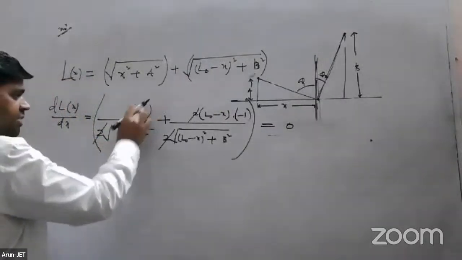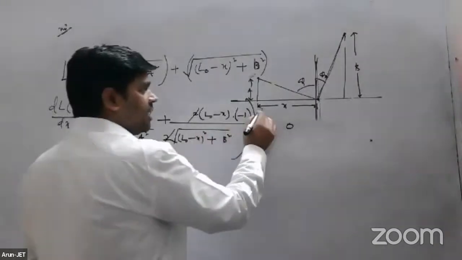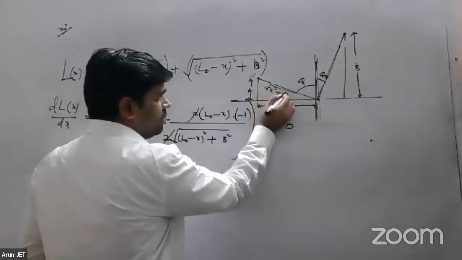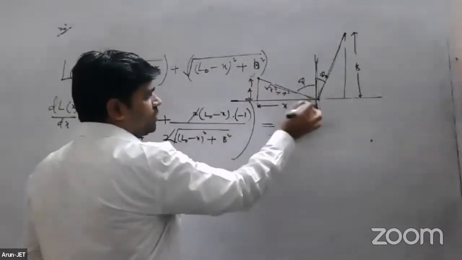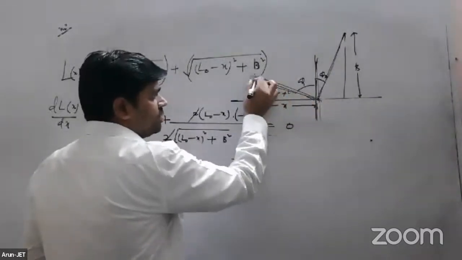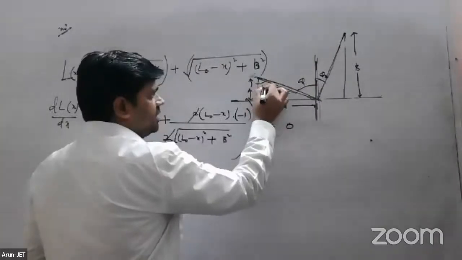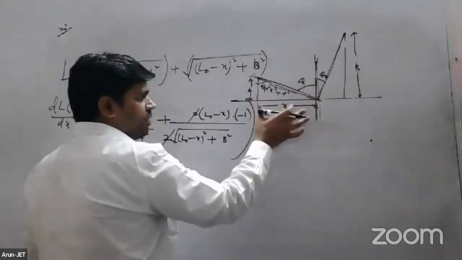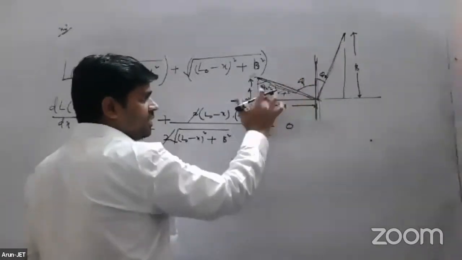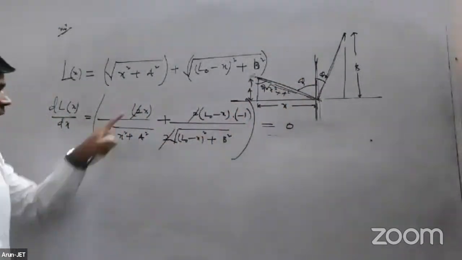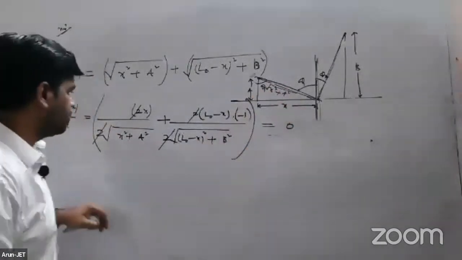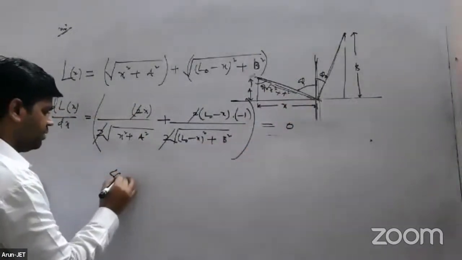look at this. Now, x by root of a square plus x square is nothing but x by root of x square plus a square. Right? So, x by hypotenuse. So, opposite by hypotenuse. If this is theta 1, opposite by hypotenuse is nothing but sin theta 1. So, I'll write this whole thing as sin theta 1.